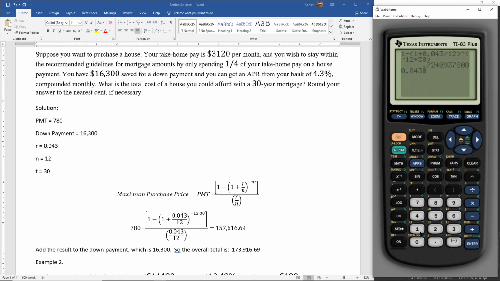0.043 divided by 12. Now with this information, we can divide, because you got to divide the top and the bottom. So let's say 0.7240937808 divided by 0.00358, like that. And that's how I got, where should I got? I think my numbers are a bit off right here. So let me see.